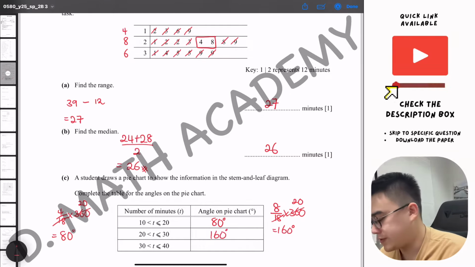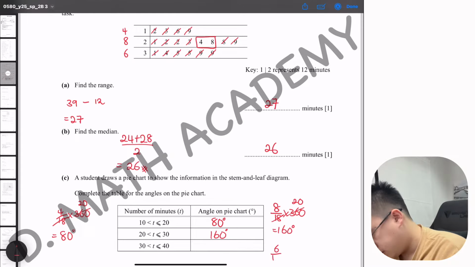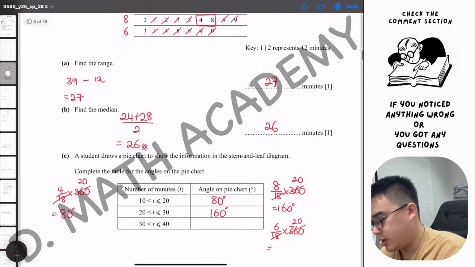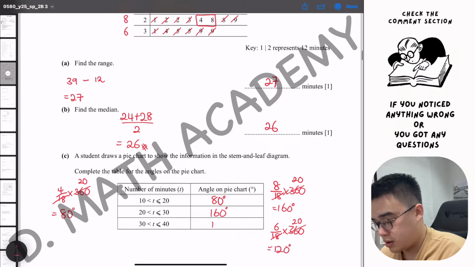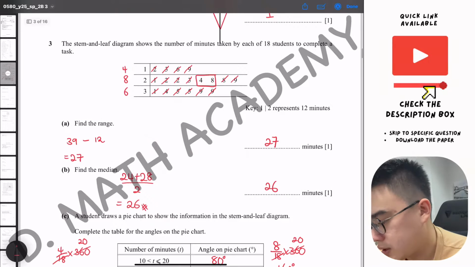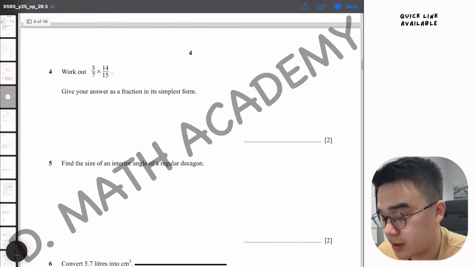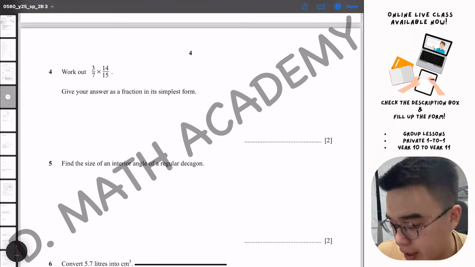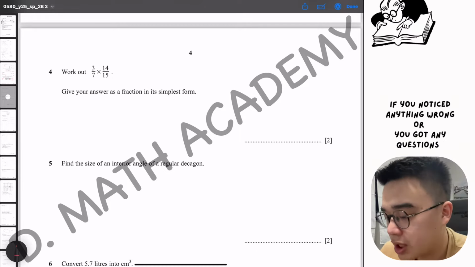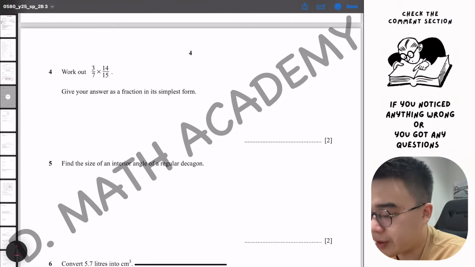So last one, we have 6. You will get 120 degrees. Okay, so the first page is done. So far nothing quite too challenging. I assume that it's gonna come out around the 20s range. Okay, slowly get harder from here.